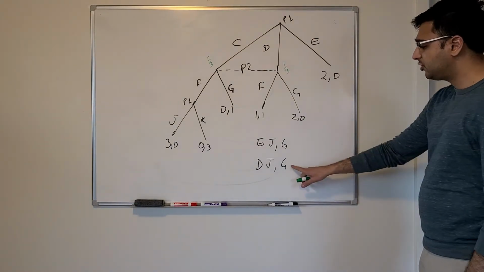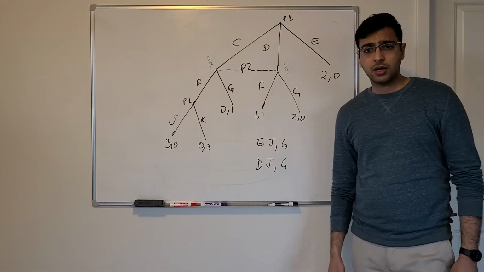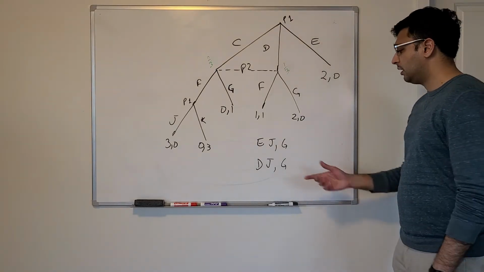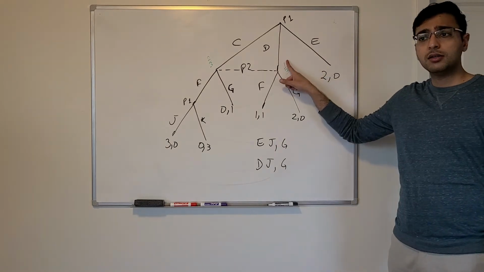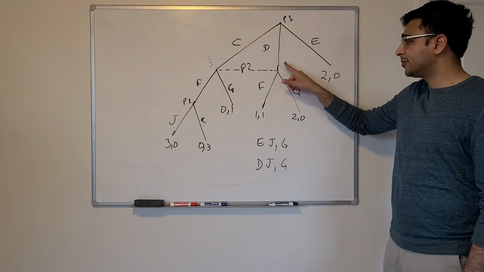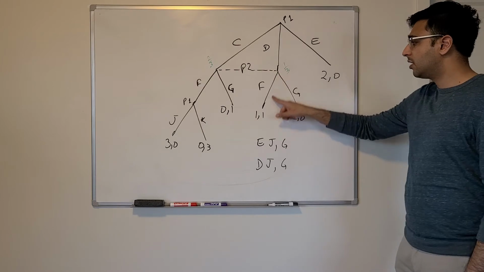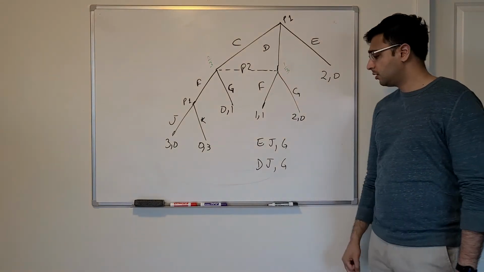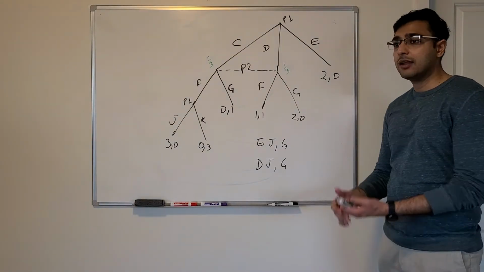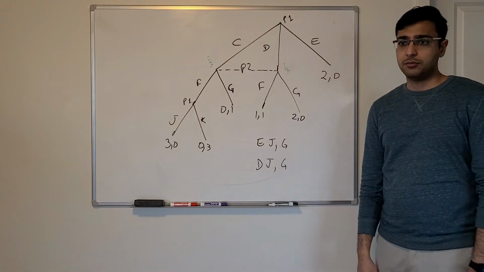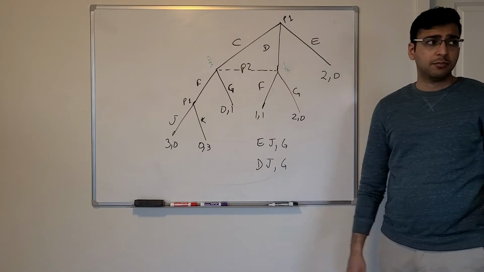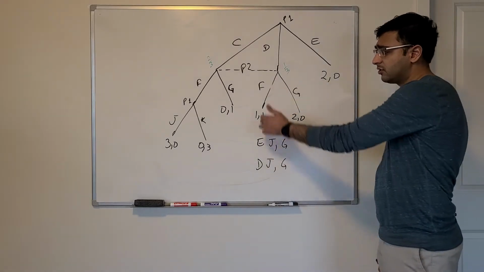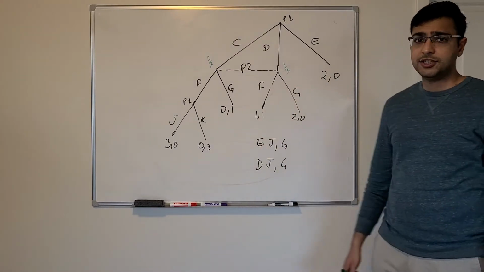On the other hand, DJG is not a weak sequential equilibrium because if you play DJG, then D is reached with a probability 1, and if D is reached with a probability 1, then for P2, playing F is optimal. So DJG cannot be a weak sequential equilibrium because either your beliefs will be wrong as player 2, or as player 2 your actions will be wrong if you're ending up playing G.